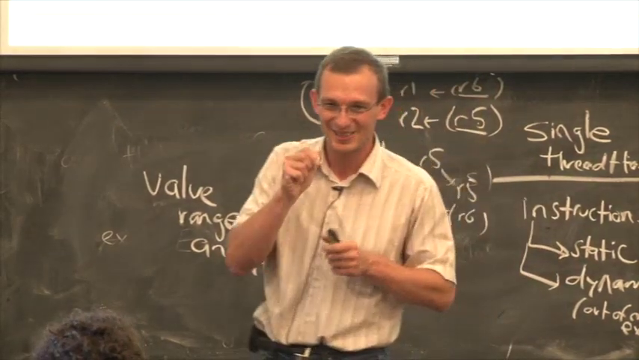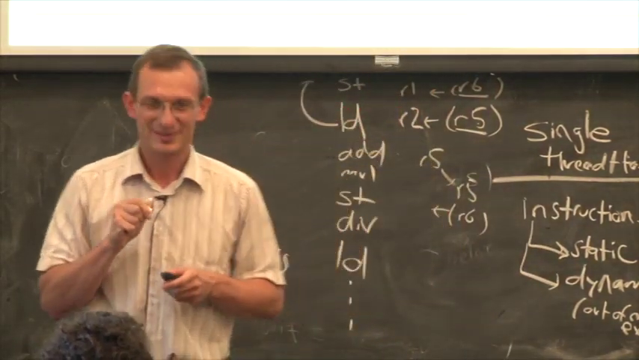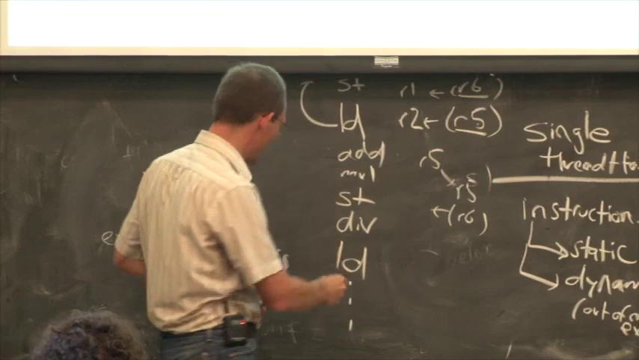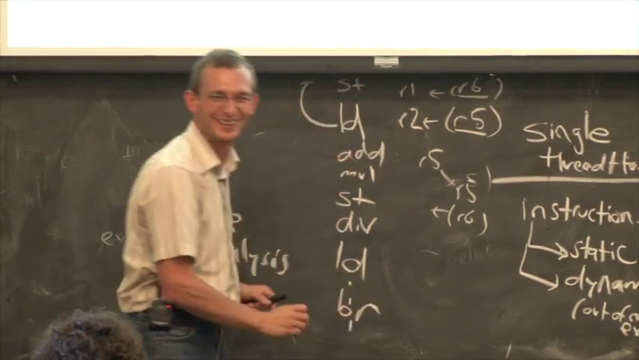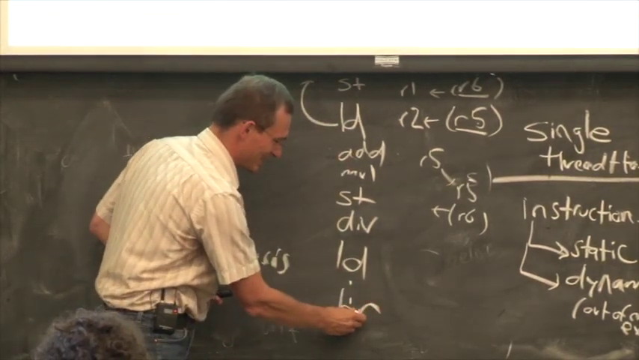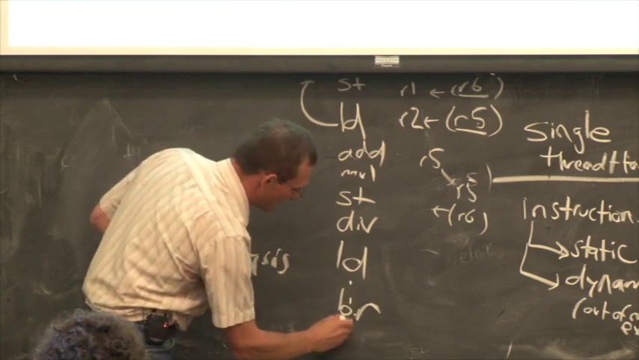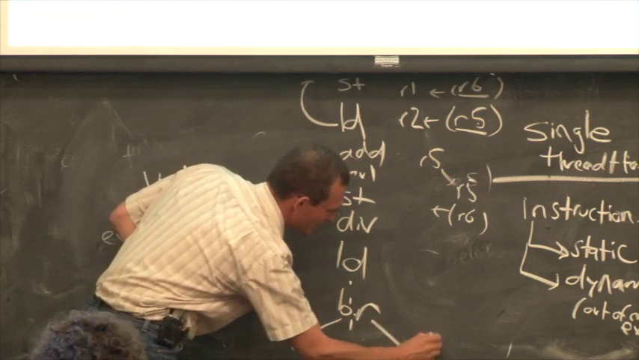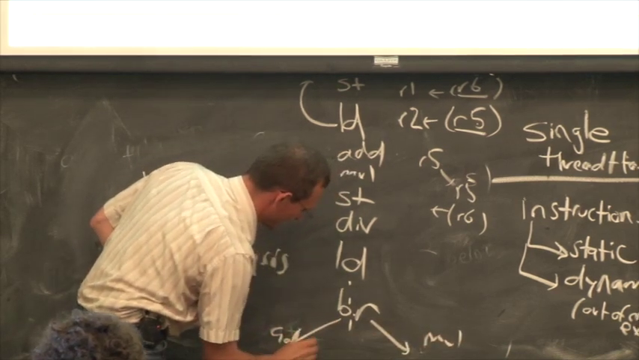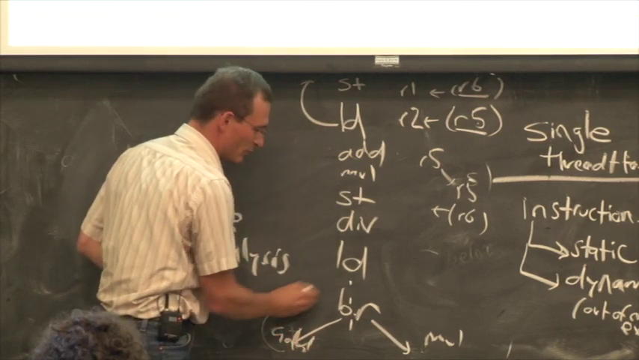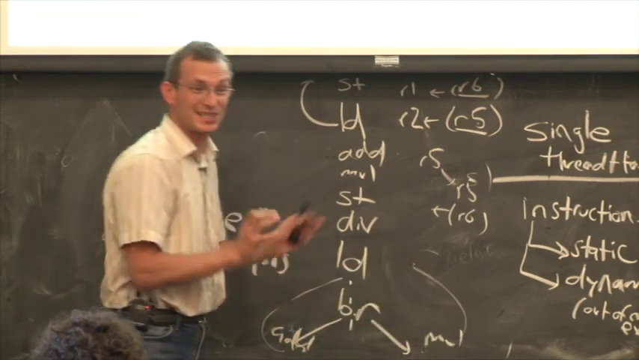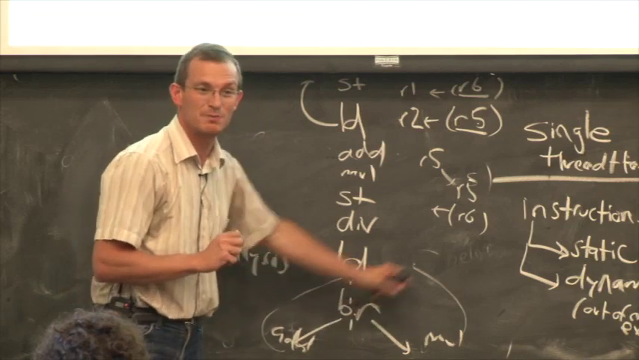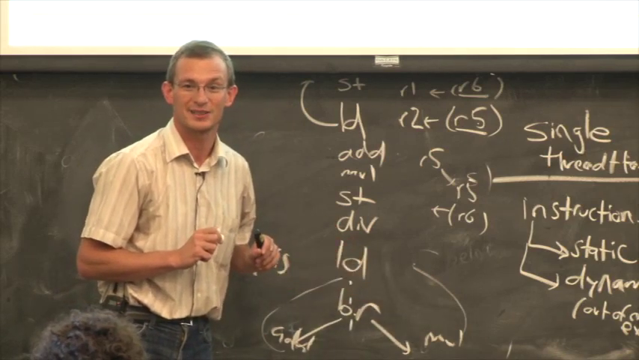What else? Yes? Exactly, yes. I didn't show you a branch here, but you figured it out. Good. You have a branch here, and let's say you have a multiply here and an add here. The compiler cannot move this add or multiply here, at least easily, because it doesn't know which path this branch will go, right?